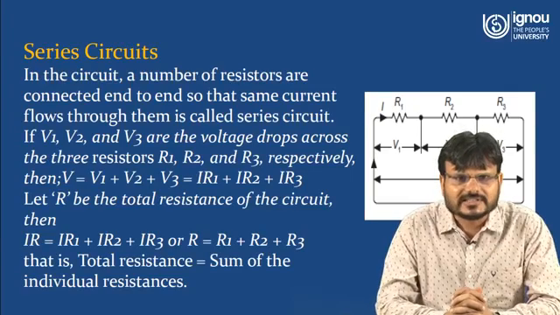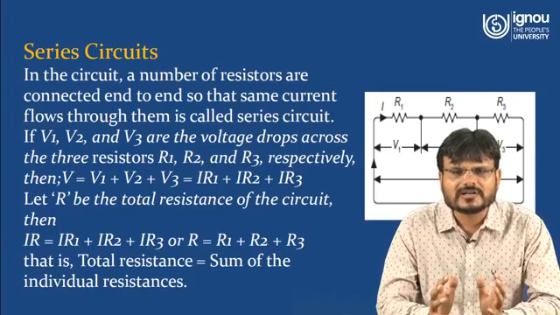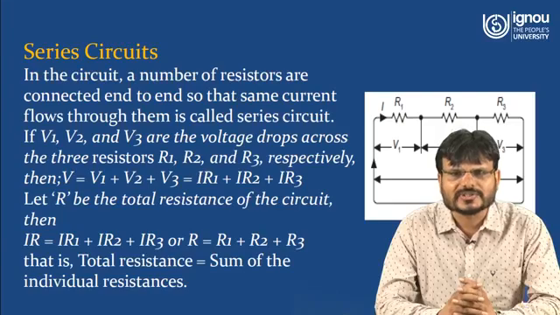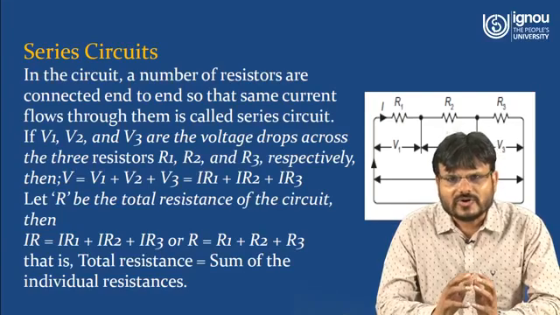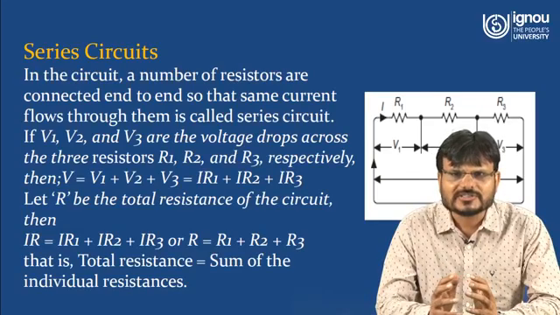In a series circuit, a number of resistors are connected end to end so that the same current flows through them. Here you can see in the figure, there are three resistances, R1, R2 and R3, all connected in series. And all three resistances are connected across the supply voltage, denoted by V. Because all the resistances are connected in series, the current flowing through all three is the same, that is, current I.